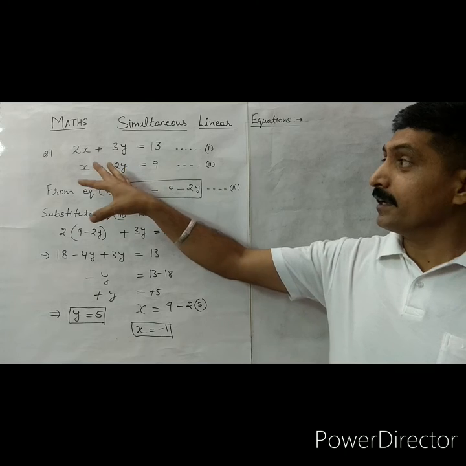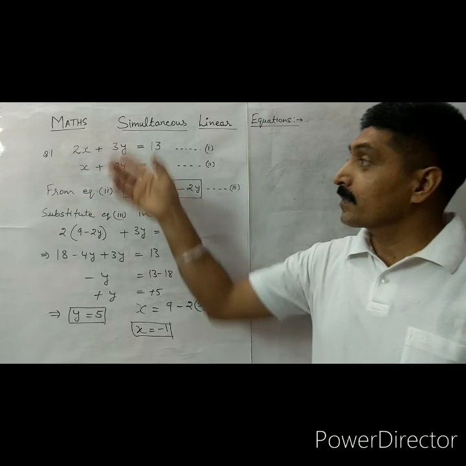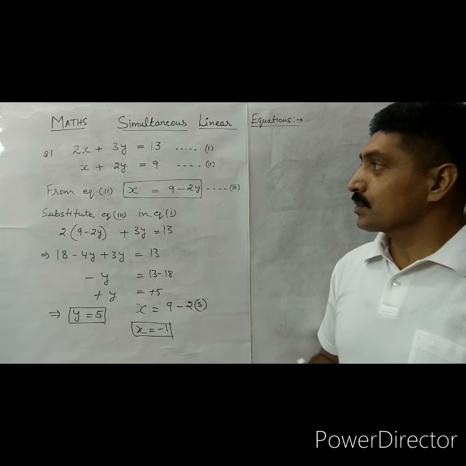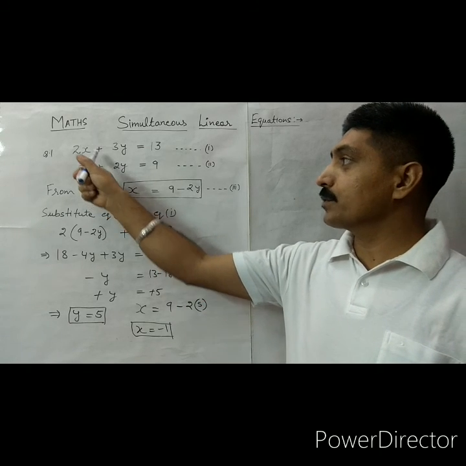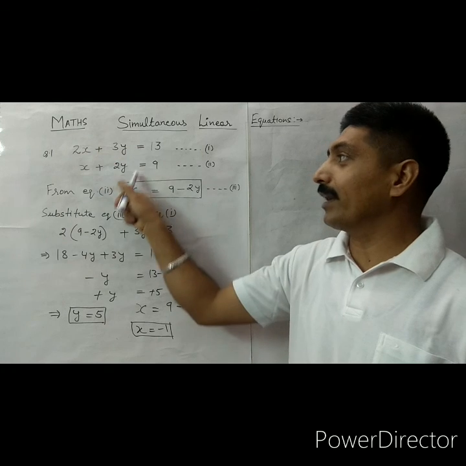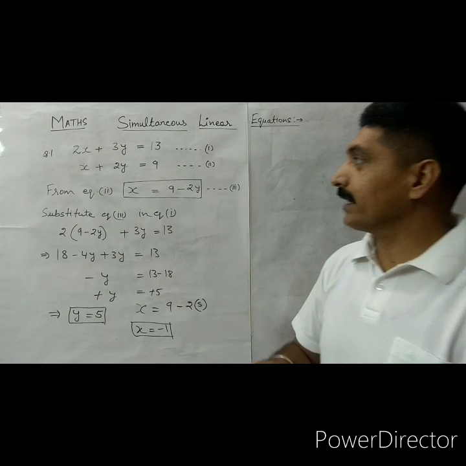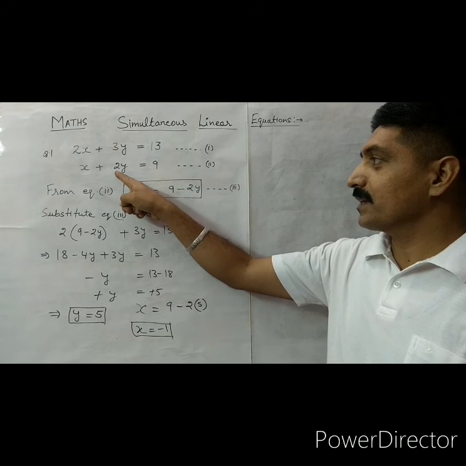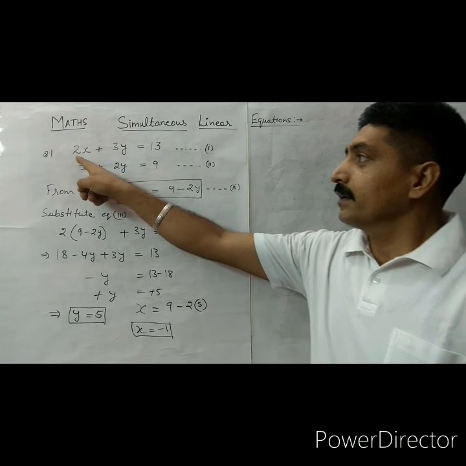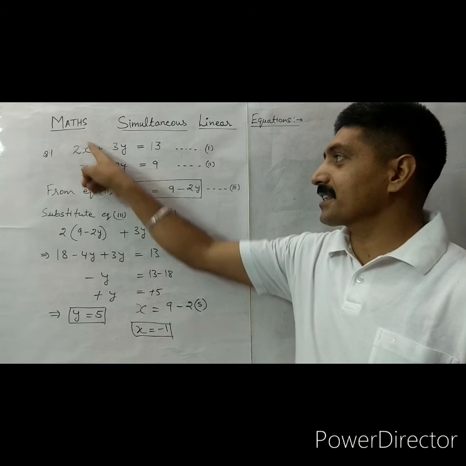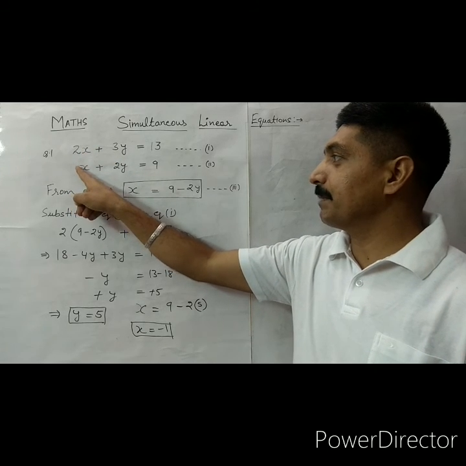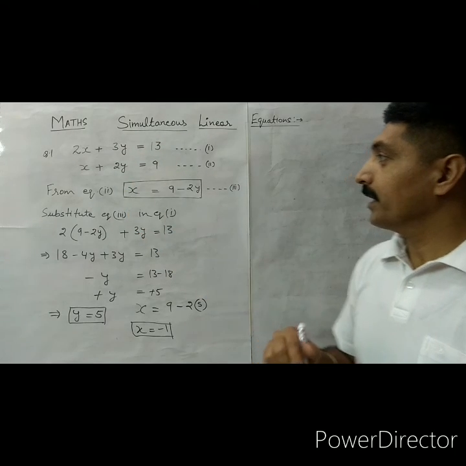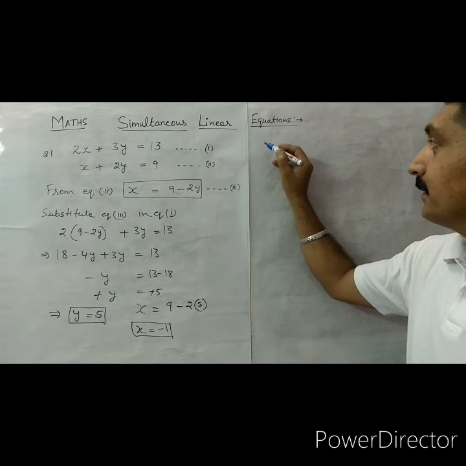If we want to solve with the other method, that is the elimination method, we have two ways, either to eliminate x or eliminate y. If we want to eliminate y, we can multiply both the equations by 2, so we get 6y in both. But if we want to eliminate x, we simply multiply equation 2 by 2 and we'll get 2x.